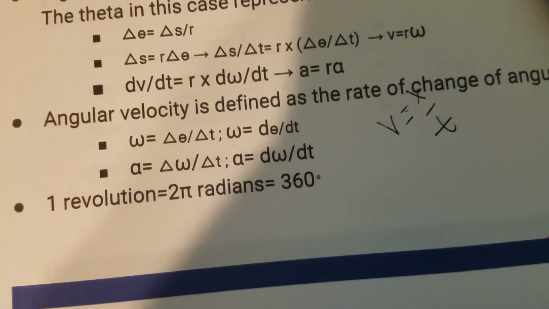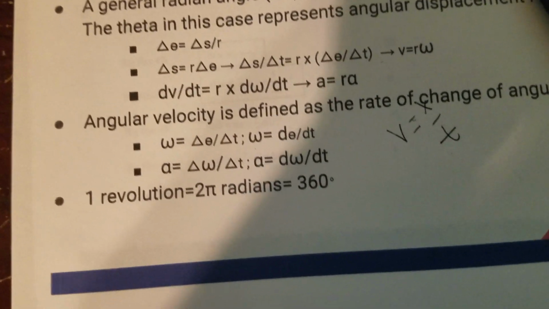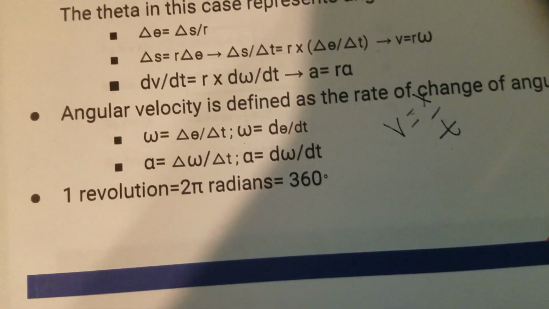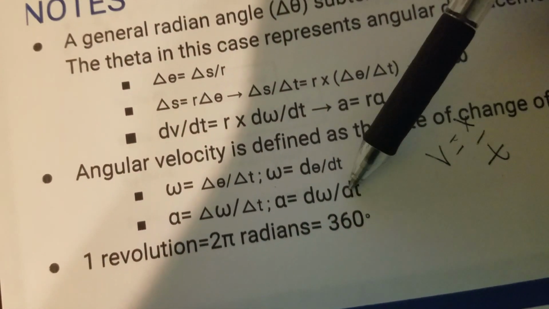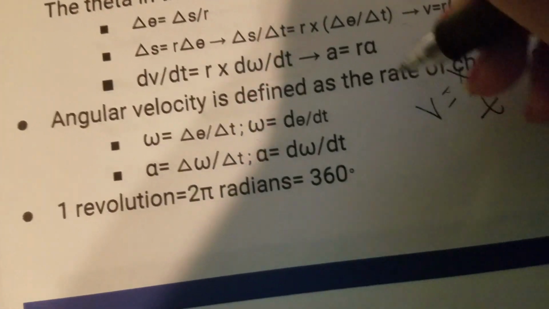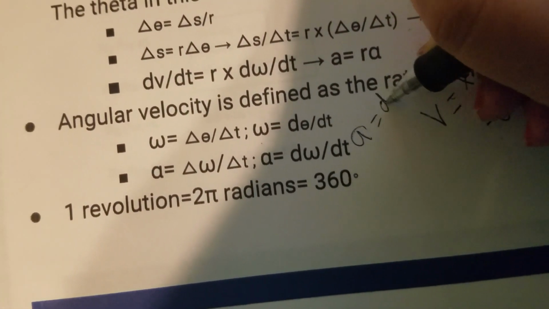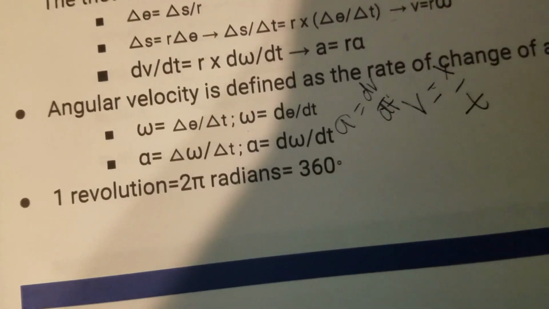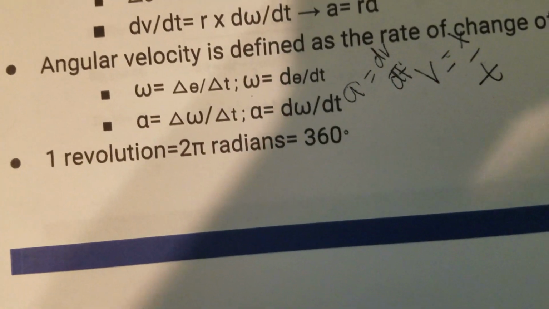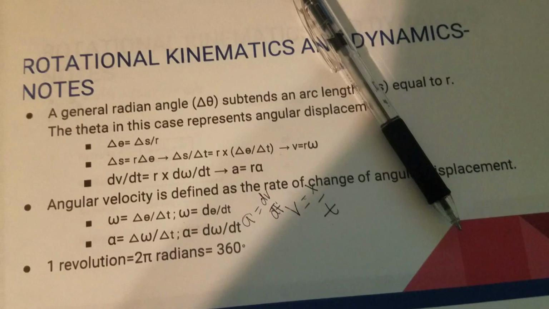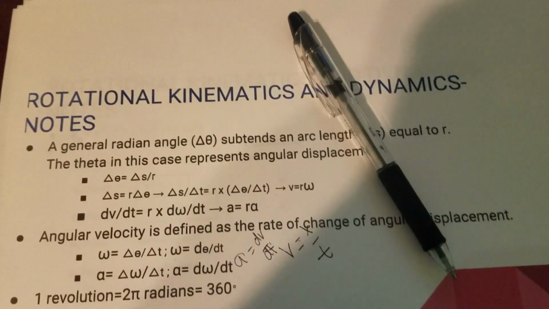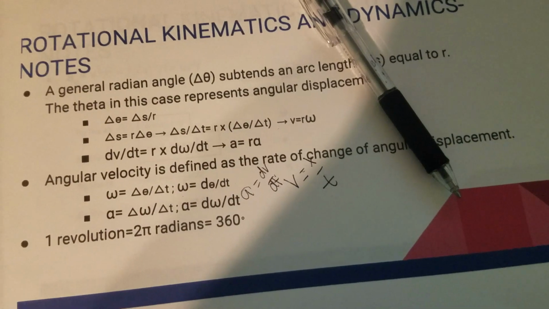And then angular acceleration is equal to the change in angular velocity over time. That is also very essential for you to memorize. And same thing, angular acceleration is equal to the derivative of angular velocity, just like a is equal to dv/dt. What's also simple for you to memorize is 1 revolution is equal to 2 pi radians, which is equal to 360 degrees. So just in a circle, 1 revolution. You get that, yeah. Simple math.